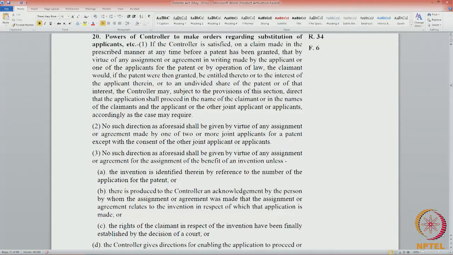So what is the objective here? In the first case, a person who reads the agreement should know what the invention is. In the second case, we say that the person who makes the assignment should acknowledge that this is the invention that is being transferred, or for which they are seeking a direction, or there is a decision of a court.